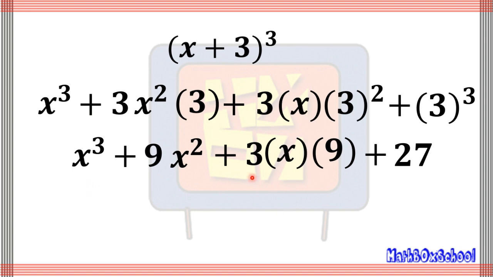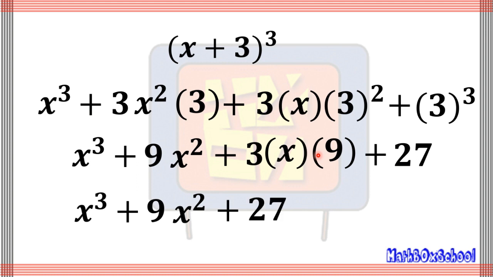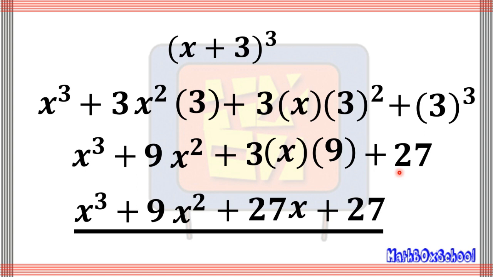Next, simplify pa natin. Meron pa tayo ditong isosolve si 3x times 9. So, we have x cubed, copy lang natin, plus 9x squared plus, so we have here 3 times 9. What is 3 times 9? That is 27x, and then copy plus 27. So this will be the final answer.